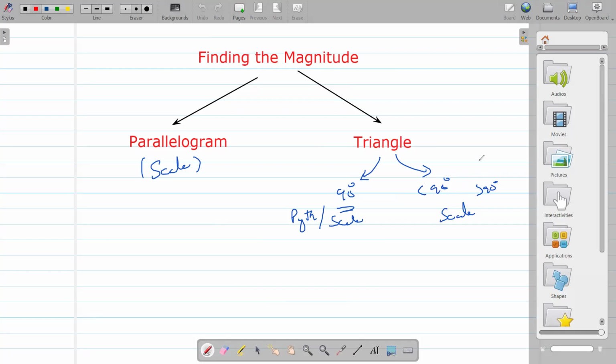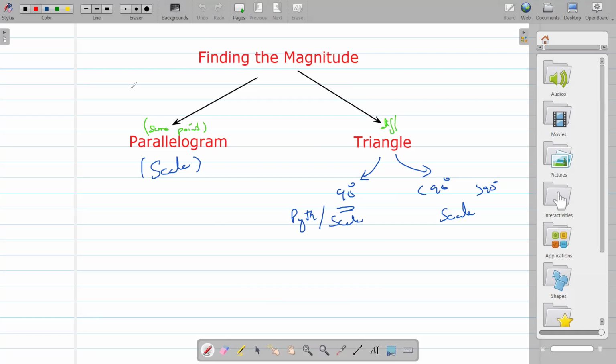So if we want to find the magnitude, we can use a parallelogram method or a triangle method. In a triangle method, if the two vectors are at 90 degrees, then we have two options: a calculation method using the Pythagoras theorem, or a scale diagram. Otherwise, if it is less than or greater than 90, then we have to use a scale diagram. Both methods are similar. The only difference is that in a parallelogram method, we start both vectors from the same point. The starting point is the same for both vectors. But in a triangle method, the starting points are different for the two vectors.